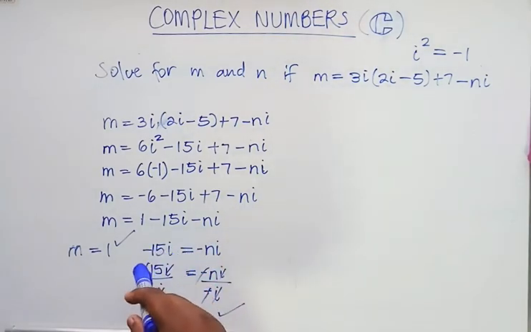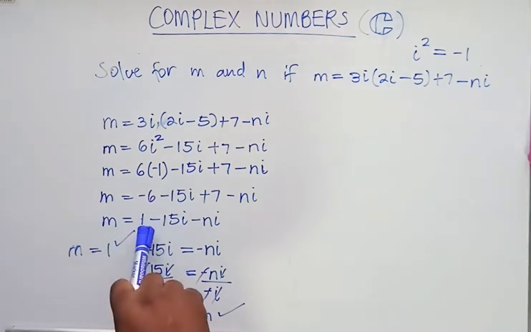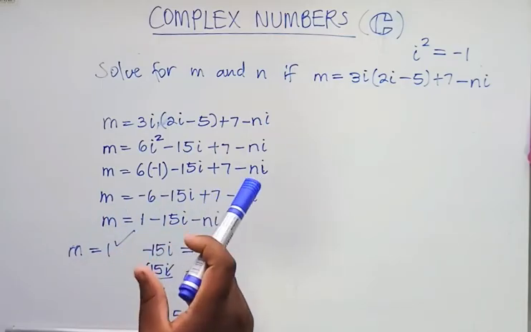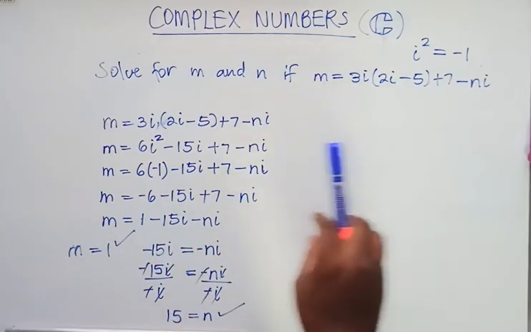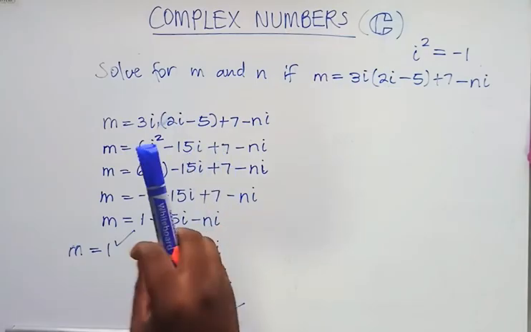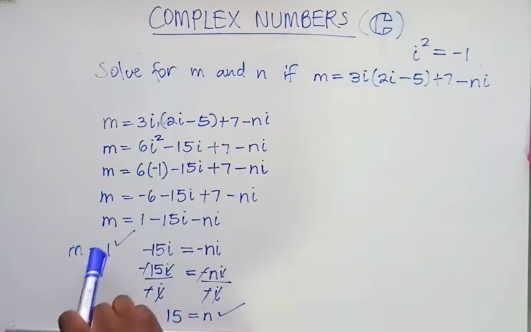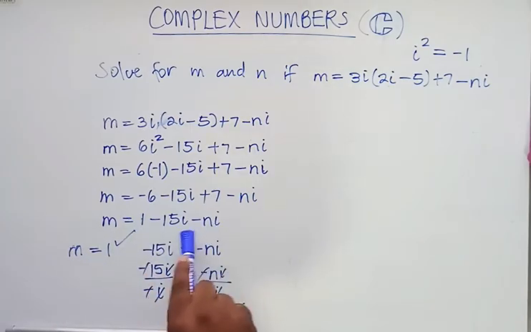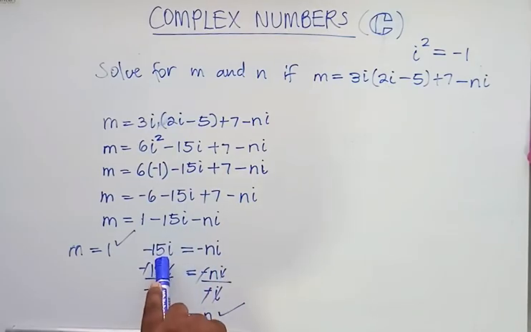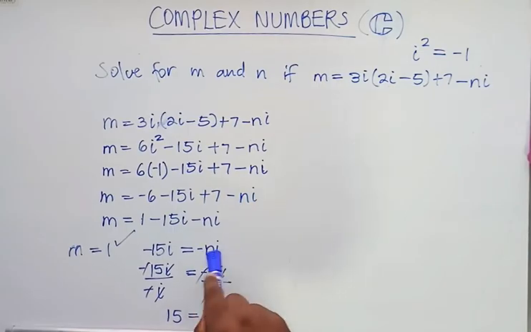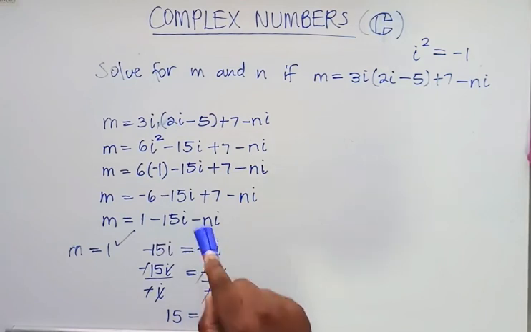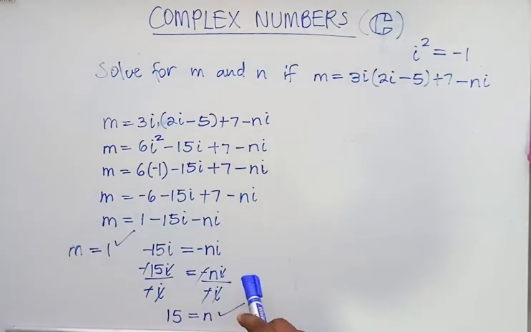Then the next step is to simply associate. We say m goes with 1 because they are real. They have no i's. So the ones that have an i, we equate them together. The ones that have no i's, we equate them together. The m goes with 1. That's why we said m equals 1. The ni goes with the 15i, and that's exactly why we equated them. Minus 15i is equal to minus ni. Get rid of the negative and the i. We only want n. That's why we get rid of the negative and the i. And that is that.